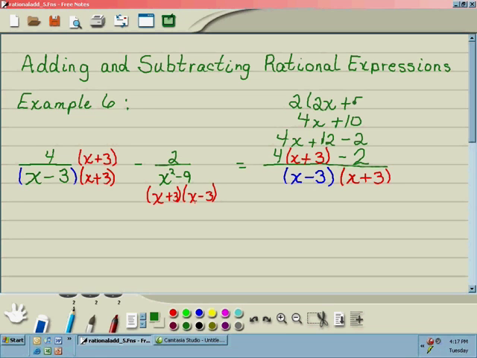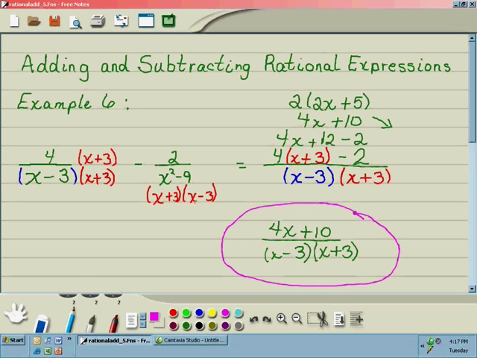However, that will not help simplify my problem, so I will bring this down as the top of my fraction, 4x plus 10 over x minus 3, x plus 3. As I do this, I will leave the denominator in its factored form. It just makes it easier. And then again, the answer for this example is 4x plus 10 over x minus 3, x plus 3.